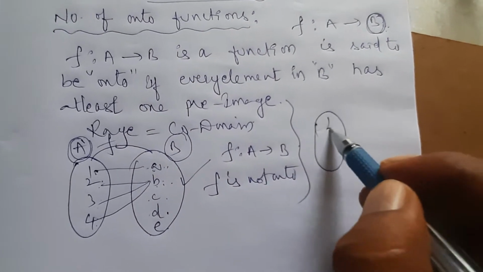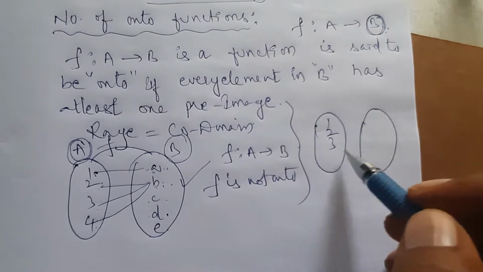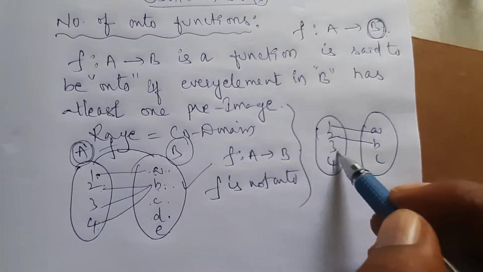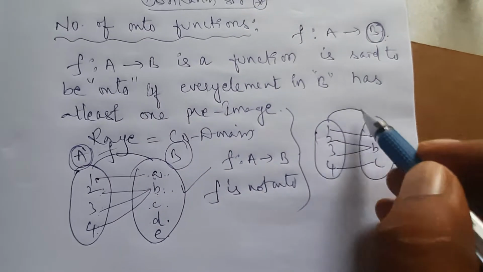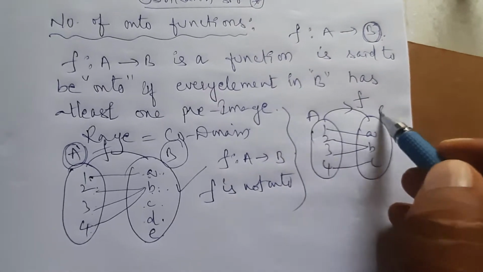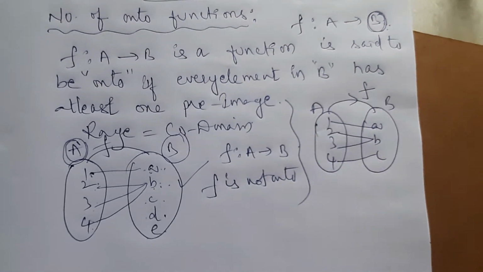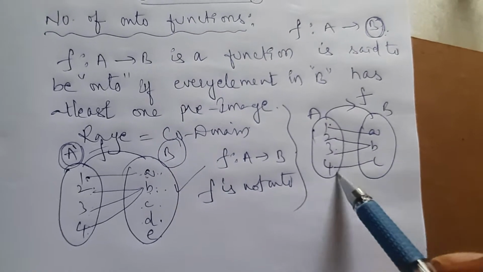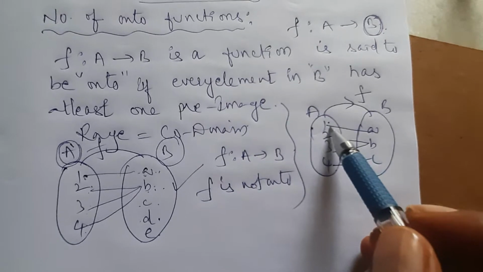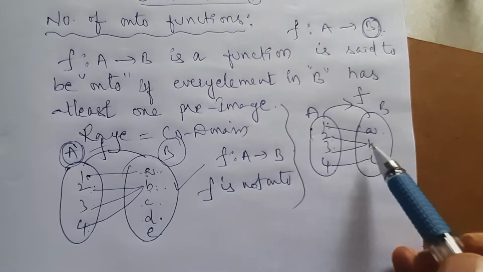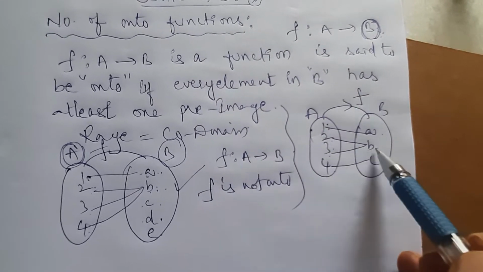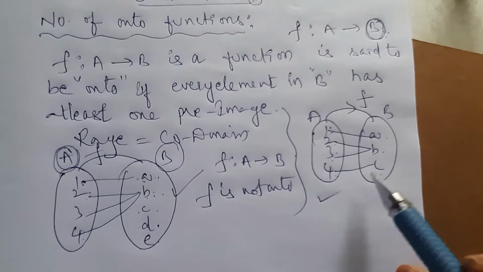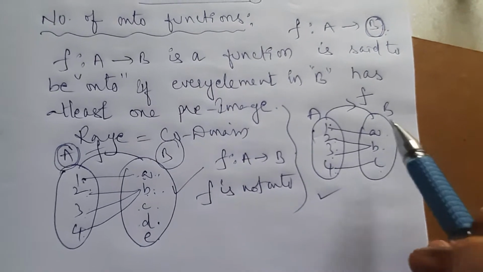For example, if you take 1 2 3 4 and a b c like this, 1 to a, 2 to b, 3 to b, 4 to c, then we can cross check whether this is onto or not. First of all, is it a function or not? Function means every element in the set A has a unique image. So 1 has unique image a, 2 has unique image b, 3 has unique image b, 4 has unique image c. So it is a function. Then we have to cross check onto. Is it onto or not?